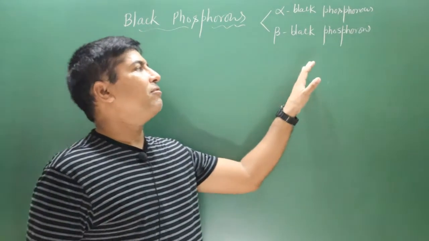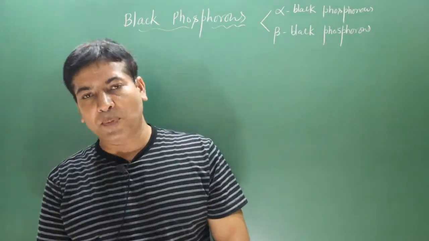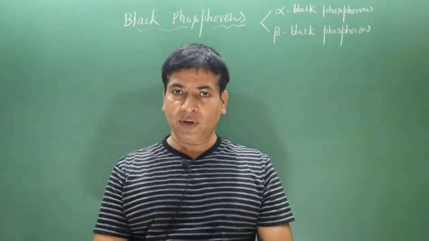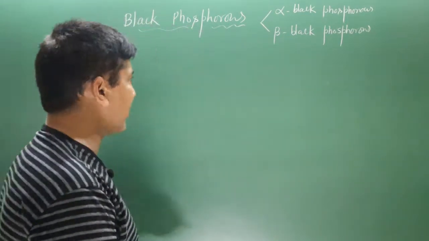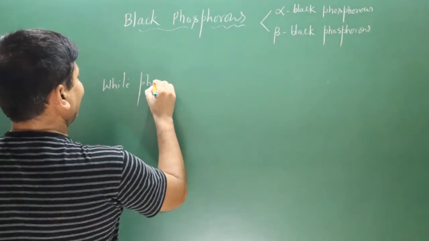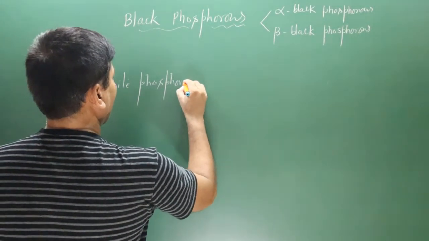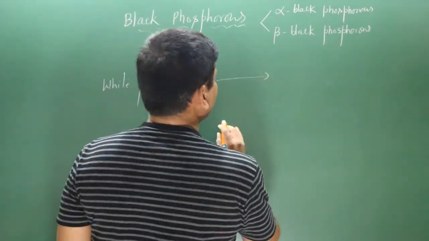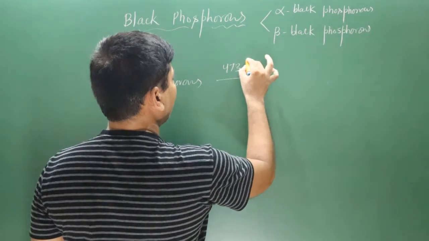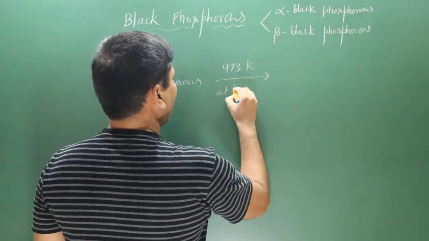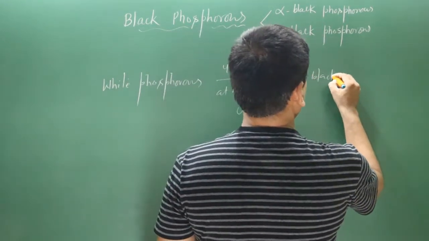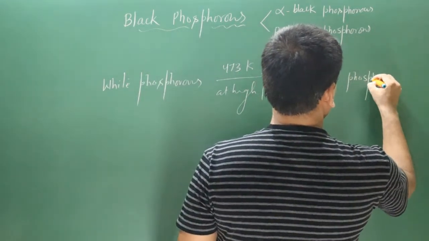Next we have beta black phosphorus. Beta black phosphorus can be prepared by heating white phosphorus at the temperature of 473 Kelvin under high pressure. Let me write this preparation reaction. We have white phosphorus, which is converted into beta black phosphorus at the temperature of 473 Kelvin under high pressure. We get beta black phosphorus.